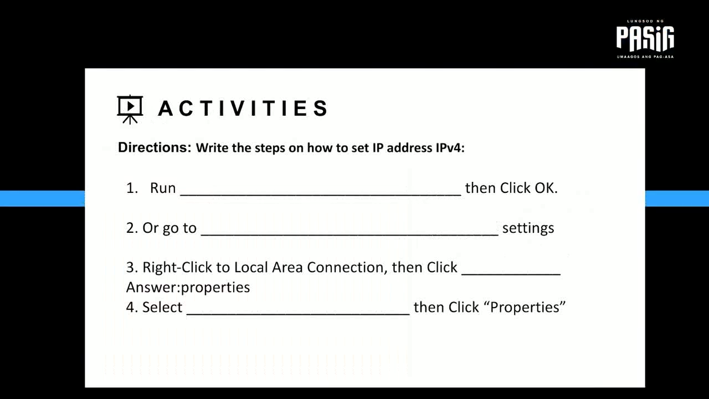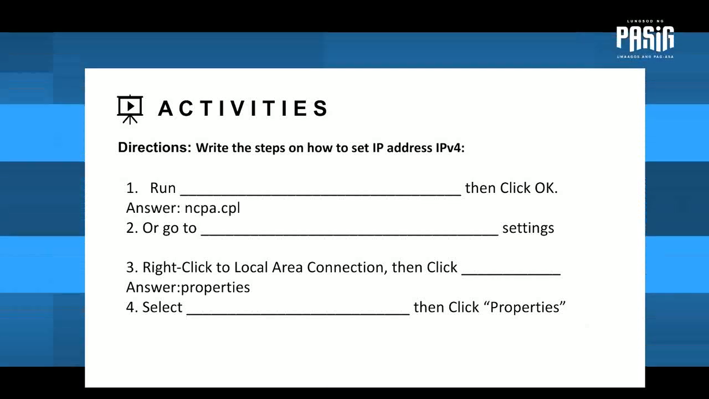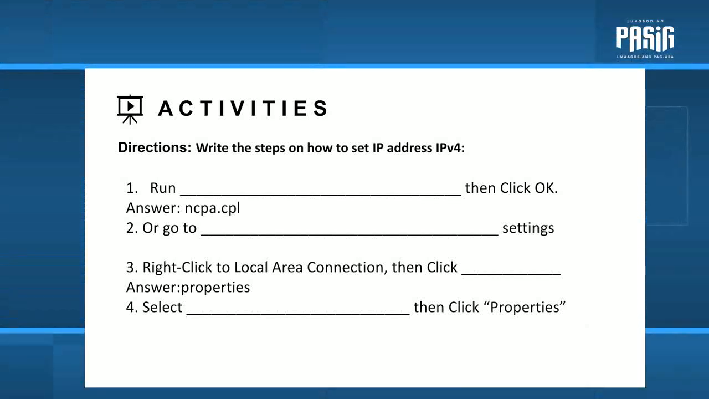Now, let's proceed to our activities. Directions. Write the steps on how to set IP address. IPv4. Number 1. Run blank, then click OK. The answer is ncpa.cpl. Number 2. Or go to blank settings. The answer is local area network connection or LAN icon.